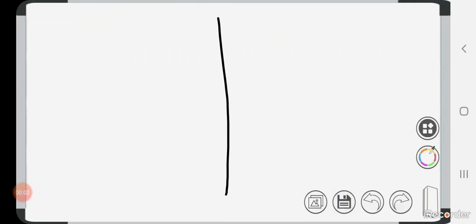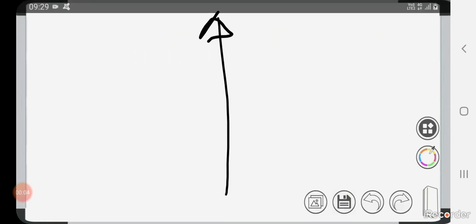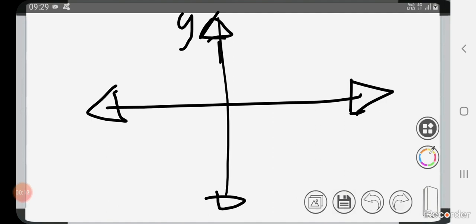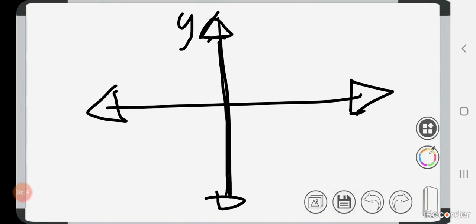Okay, today we want to talk about algebra, the basics of algebra for the purposes of analyzing the linear demand and supply curve. Now, this is called a Cartesian plane. It has got the y-axis, which is this, and the x-axis, which is that.